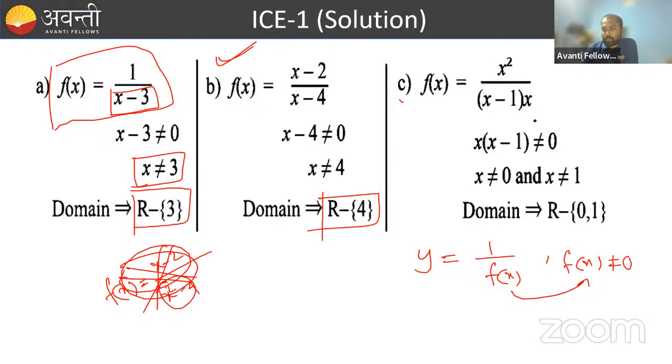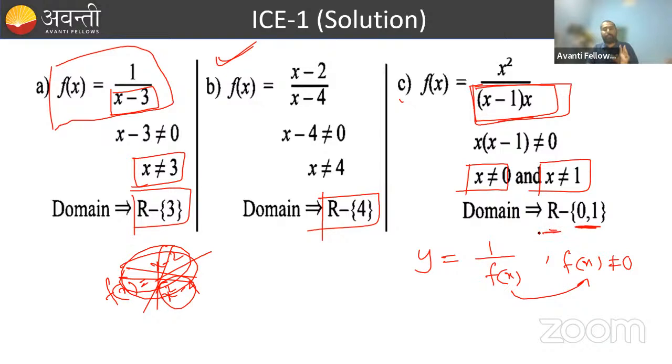So in the last question, option C, f of x is given as x square upon x minus 1 into x, right? For this function to be defined, all these functions are in the form of 1 upon f of x. So x into x minus 1 is not equal to 0, which means x is not equal to 0 and x is not equal to 1. Okay, so the domain of this function will be R minus {0, 1}.